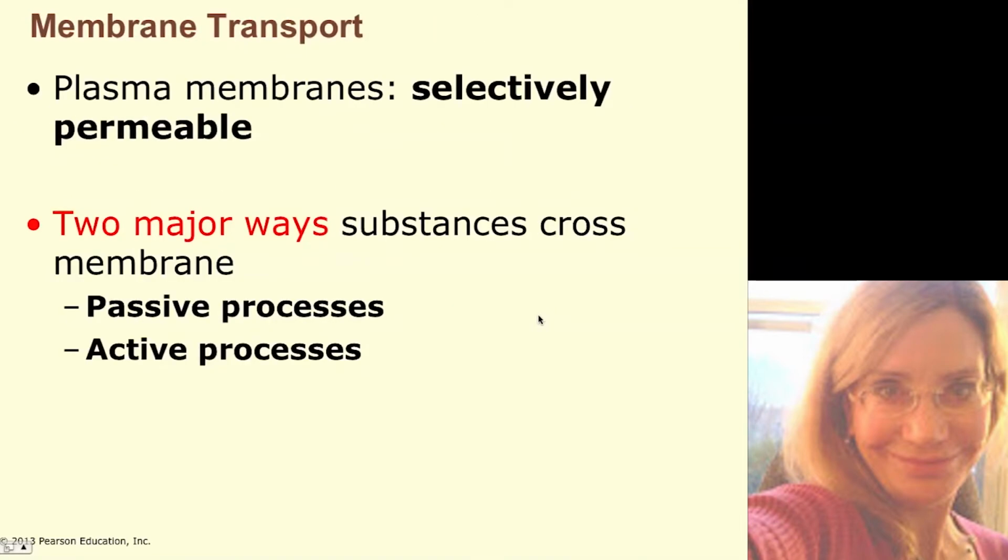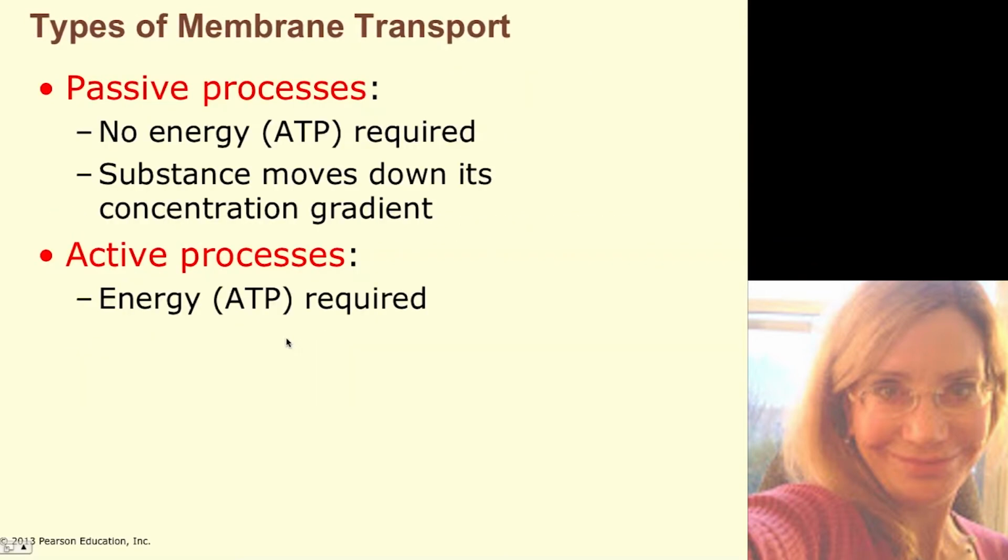Plasma membranes are therefore selectively permeable, or we can also call this semi-permeable. Some things can pass in and out, other things cannot. So there's actually two major ways that substances will cross the membrane. Some of the processes are passive, others are active and require energy.